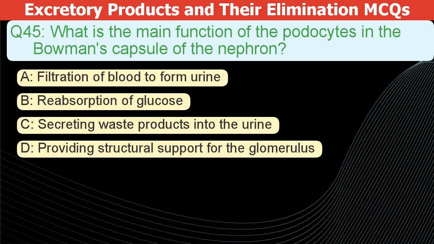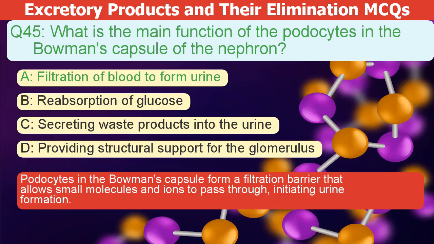What is the main function of the podocytes in Bowman's capsule of the nephron? A. Filtration of blood to form urine. B. Reabsorption of glucose. C. Secreting waste products into the urine. D. Providing structural support for the glomerulus. The correct answer is A. Podocytes in Bowman's capsule form a filtration barrier. This barrier allows small molecules and ions to pass through, initiating urine formation.